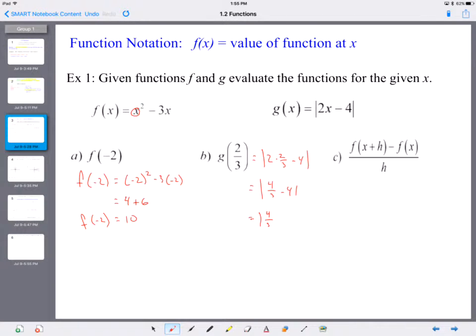I'll show you the common denominator part, so you can find a common denominator of 3. So 4 minus 12 is negative 8/3, and then the absolute value of negative 8/3, the distance from 0, is 8/3. So g of 2/3 is equal to 8/3. Once again, when the input is 2/3, the output is 8/3.